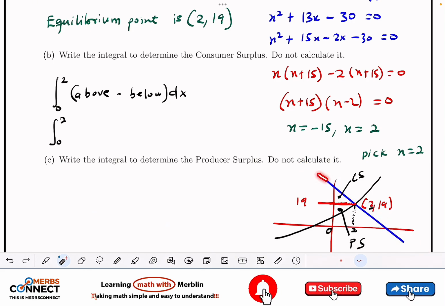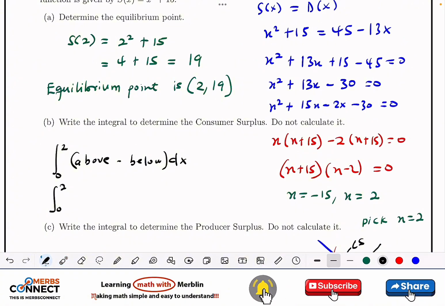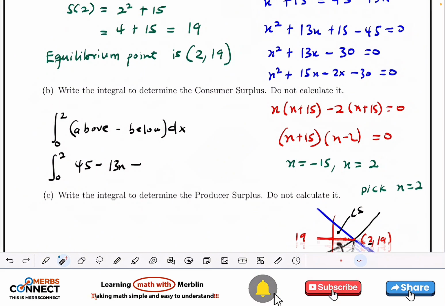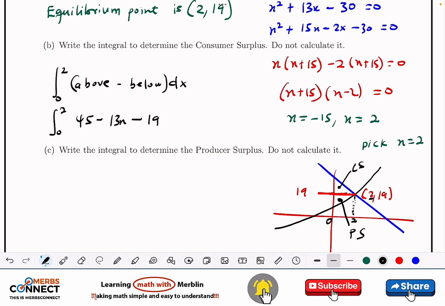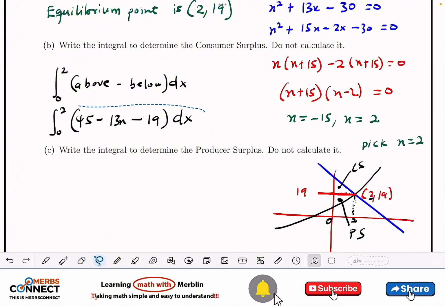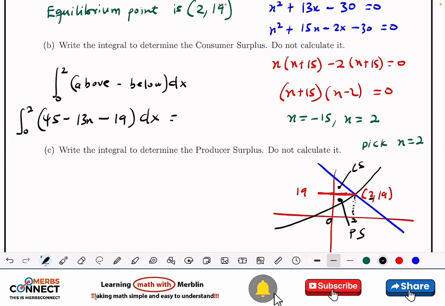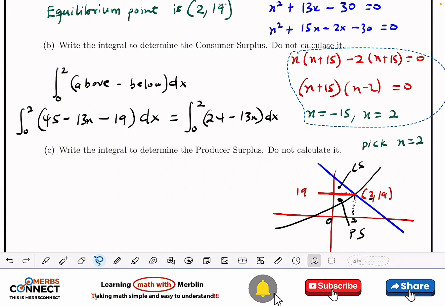We are looking at the area here. So this is the above demand equation, which is 45 minus 3x, minus below. Below is the equilibrium line, right? This one, which is 19. That is when y is equal to 19. So this is going to give us 19. The question is saying that we shouldn't calculate, so we are not going to do that, but I think we can just simplify one step. So from 0 to 2, subtract 19 from this, and we are going to have, I think, 24 minus 13x dx. That's all that we need to do from there. We don't need to do the integration.